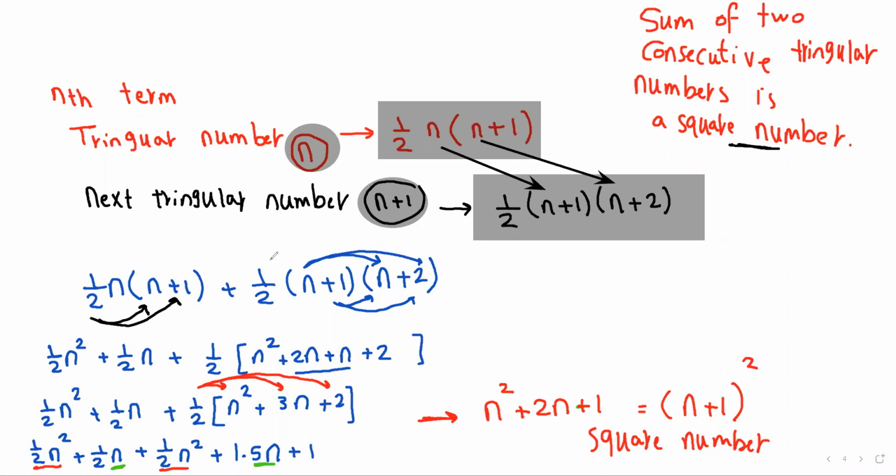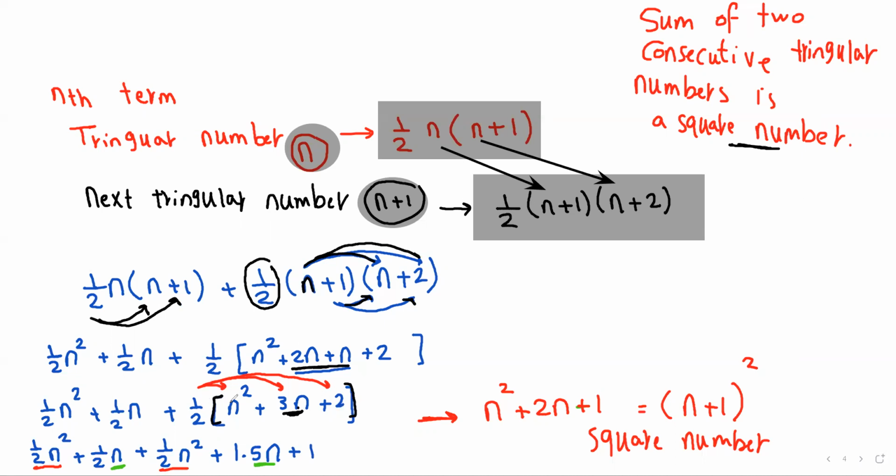The next: we have half here. Leave this half, and then expand these two terms, n plus 1 and n plus 2. Take this n and multiply it by all terms here. So n times n will be n to the power of 2, and n times 2 will be 2n. And then multiply 1 by n: 1 times n equals n, and 1 times 2 equals 2. Then collect like terms. We have 2n and n. 2n plus n equals 3n.